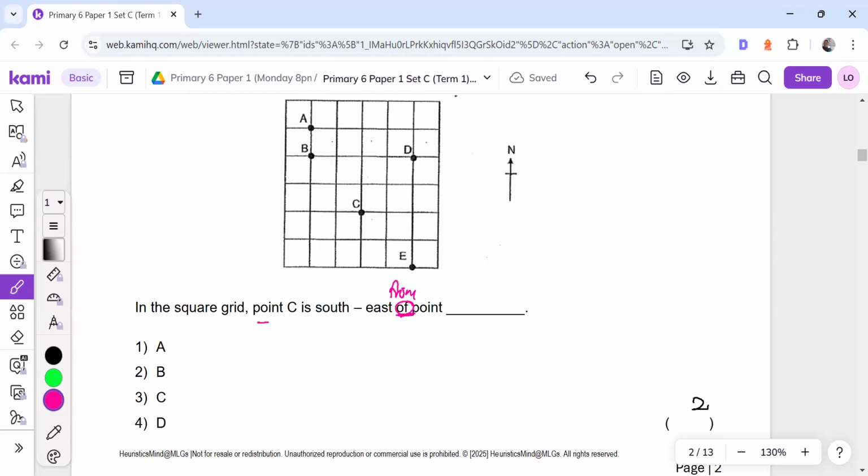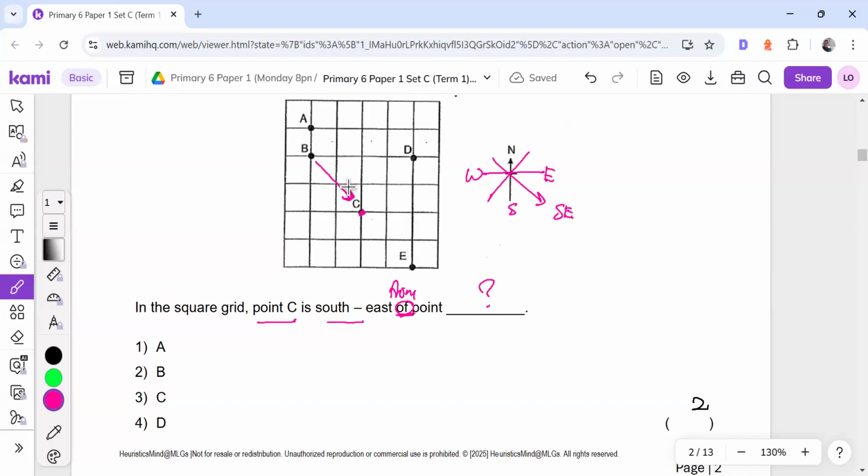So, point C is southeast from which point? Where is your southeast? Second reason why you didn't get the answer correct is because you never drew your compass. So where is your southeast? Your southeast is here. Okay, southeast. So you have to draw the compass first. So you take your pencil and you look for point C, right? And then you go southeast, right? Go southeast. But where do you start from? You start from here, and then you go southeast, and you will come to point C, right?